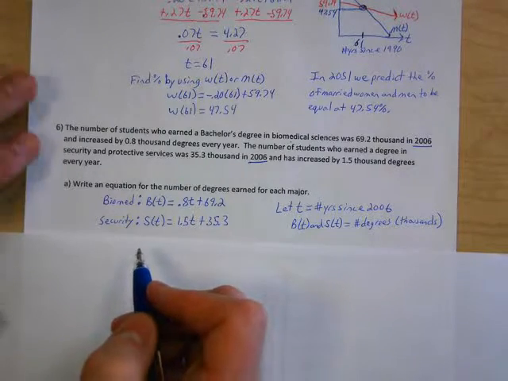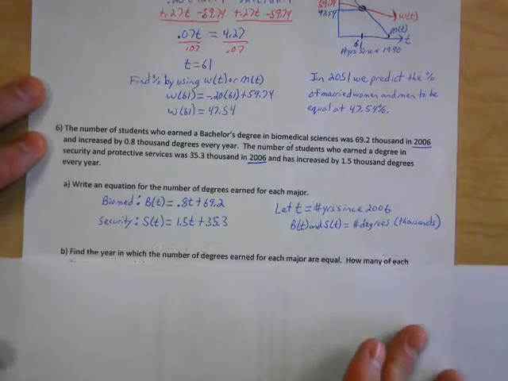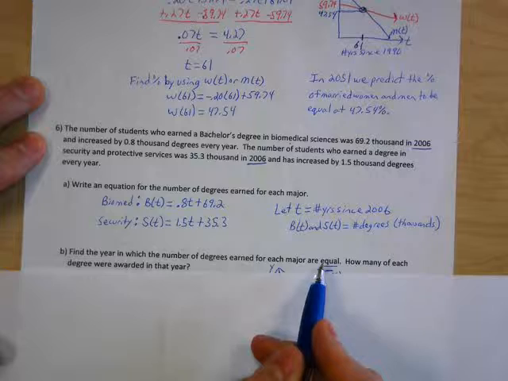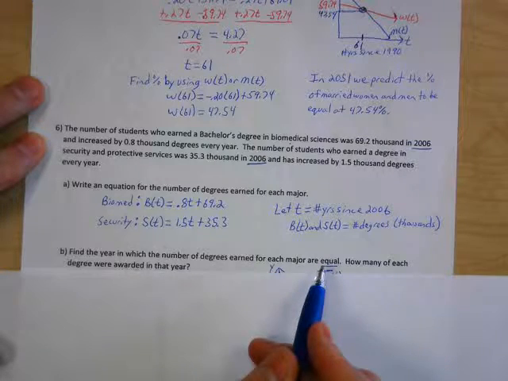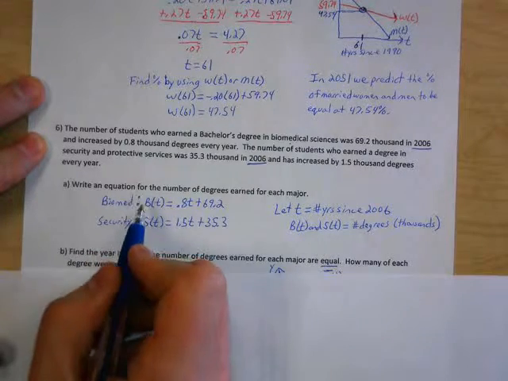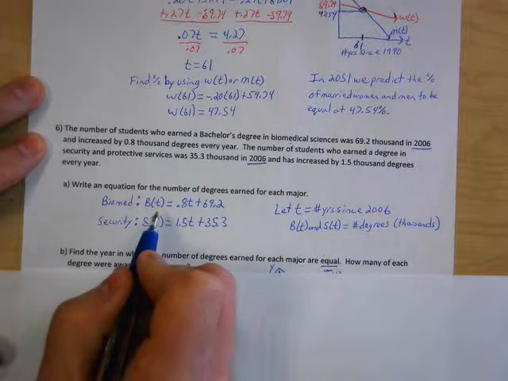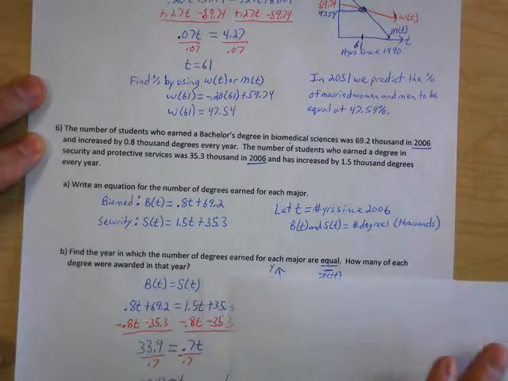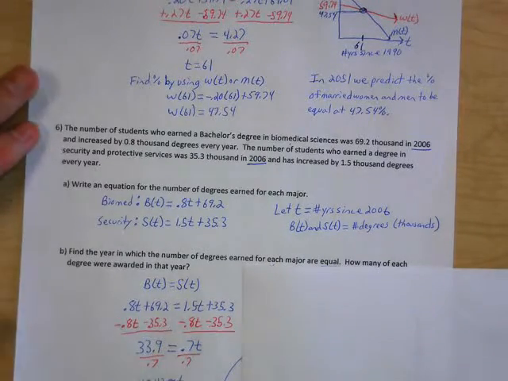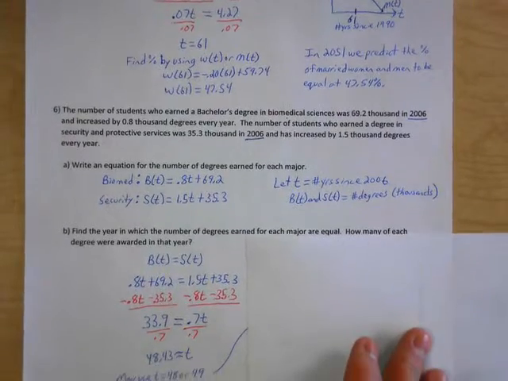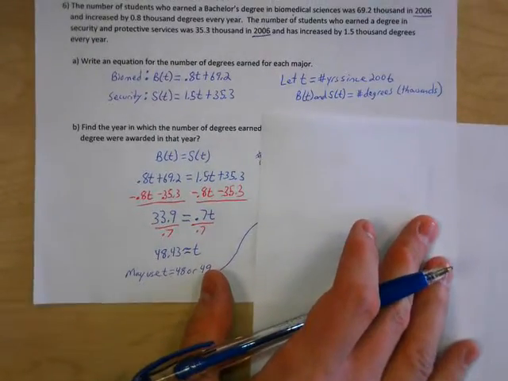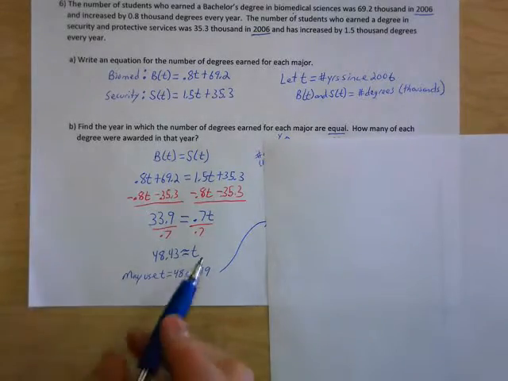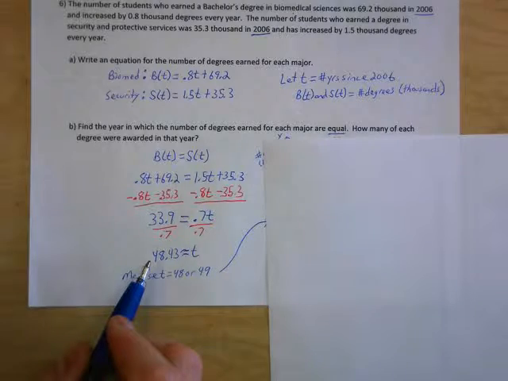Okay, so those should be pretty easy equations to come up with, even though it looks confusing with the decimals and the function notation. Now we want to find the year when the number of degrees are equal. So this is very similar to the first one. Both of these are basically y equals, so we're going to set them equal to each other. Okay, so we do that. Again, you may need to pause this and solve the equation. In this one, we end up with a t value of 48.43.